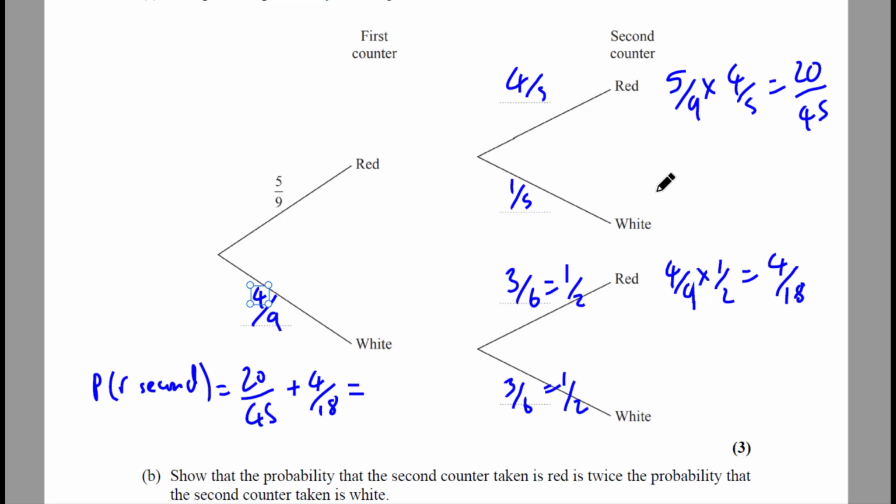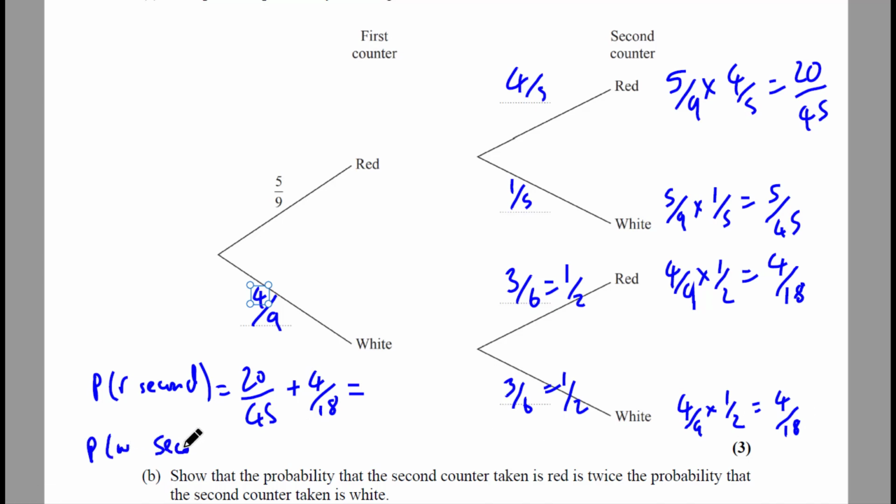Now I'm just going to do white quickly. So 5 out of 9 times 1 out of 5 equals 5 out of 45, and we've got 4 out of 9 times a half, which equals 4 over 18. So P of white second is 5 over 45 add 4 over 18. Now let's do that on the calculator. On the calculator we get 2/3 and 1/3.